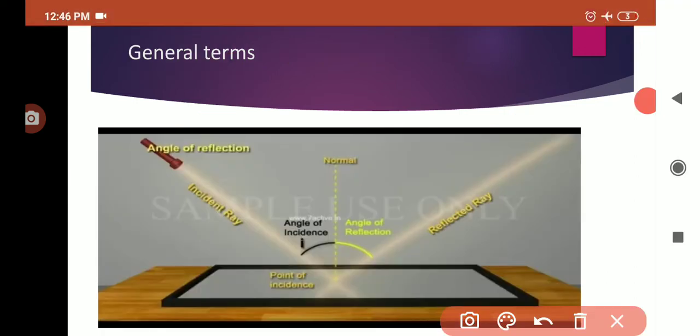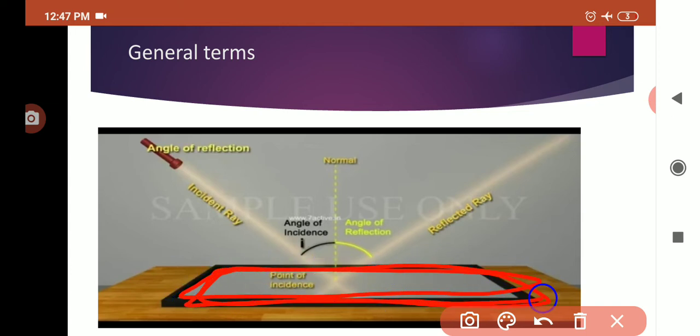Now let us discuss some of the general terms related to reflection of light. Okay, so now this is the most important topic which we are going to discuss in our heading of reflection. Because if we do not know what the general terms are, then we won't be able to know the whole concept of reflection. Okay, now this surface below, we are considering this is a plane mirror or a glass mirror.